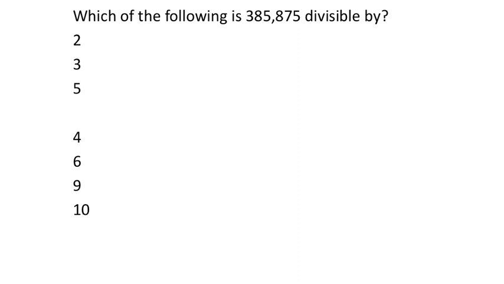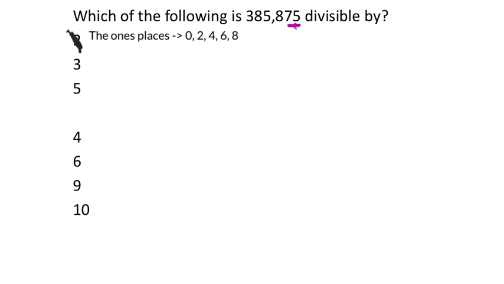So which of the following is 385,875 divisible by? Well, first off, if it's divisible by 2, then the ones place value needs to be either 0, 2, 4, 6, or 8. And right here in my ones place value, I see a 5. So since it's a 5, not a 0, 2, 4, 6, or 8, in other words, it's not even, this number is not divisible by 2.